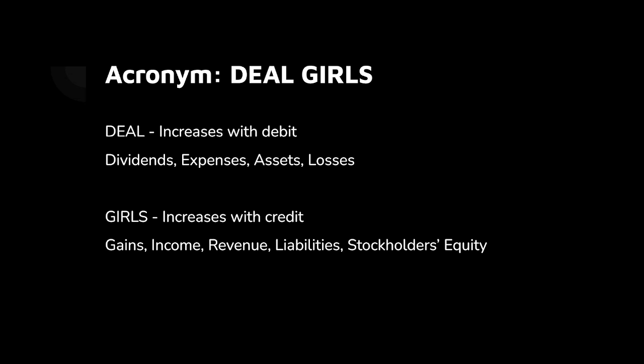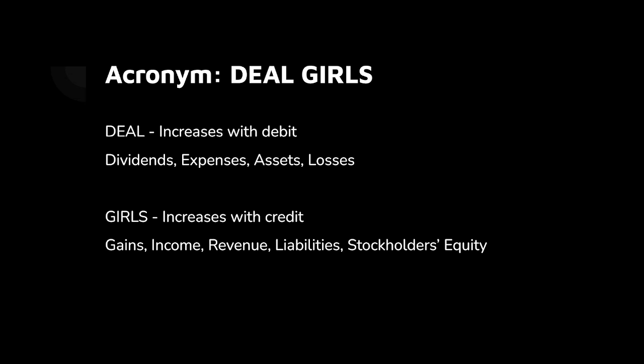So DEAL GIRLS, the first part, DEAL, these are the financial accounts that increase with a debit. Because it increases with a debit, therefore it decreases with a credit. So DEAL stands for dividends, expenses, assets, and losses.